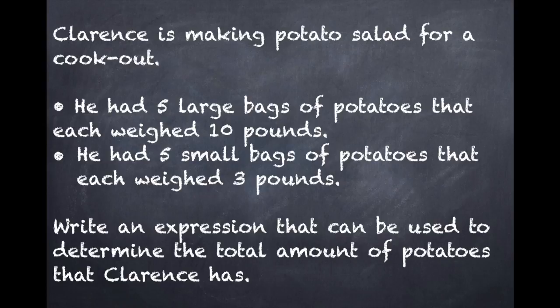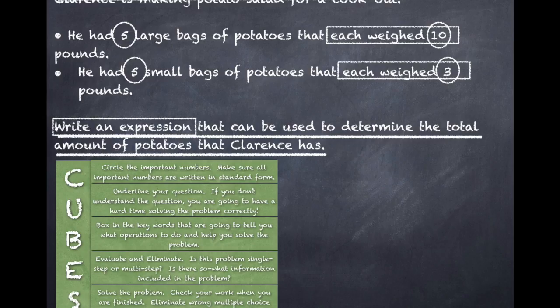Remember, we must first walk through CUBES. C, circle important numbers. We know, looking at the bulleted information, there's 5 large bags that weigh 10 pounds each, and there's 5 small bags that weigh 3 pounds each. So 5, 5, 10, and 3. Those are very important numbers.